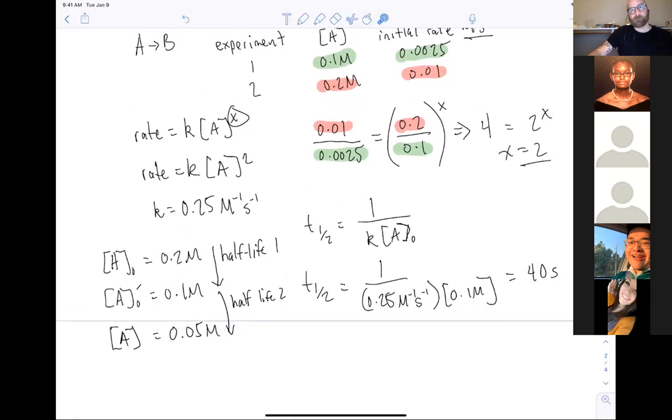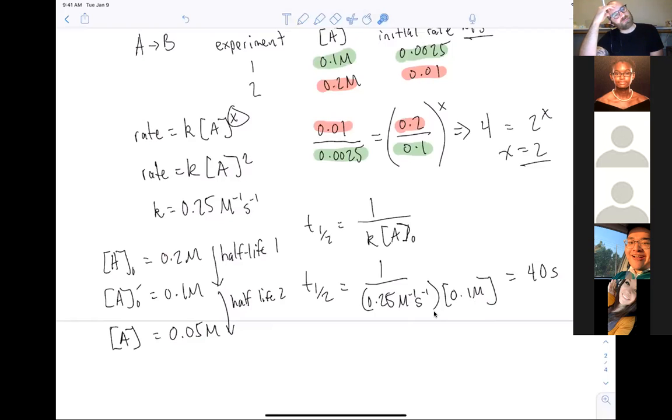Is there an easy equation to derive? Like, if we had to calculate the fourth half-life, what's an easy equation so we don't have to do it step by step? Is there just one equation? I don't know, I'm not sure. I don't have one off the top of my head for the first half-life, second half-life.